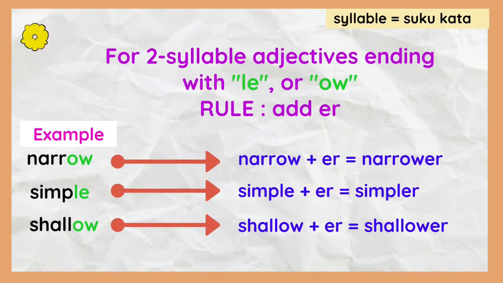Class, rule number 5. For two-syllable adjective ending with LE or OW, untuk dua suku kata adjektif yang berakhir dengan LE atau OW, we add ER. Kita tambah ER. For example, narrow, narrower, simple, simpler, shallow, shallower.